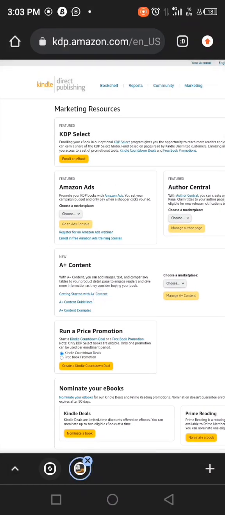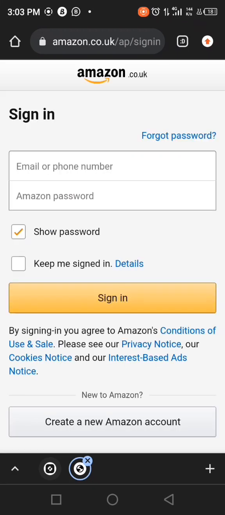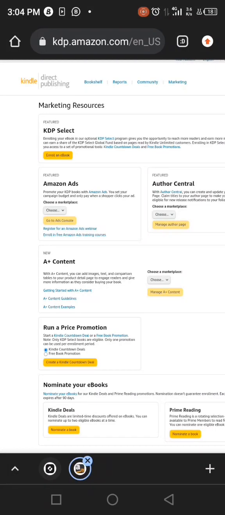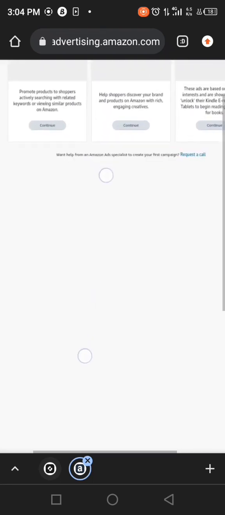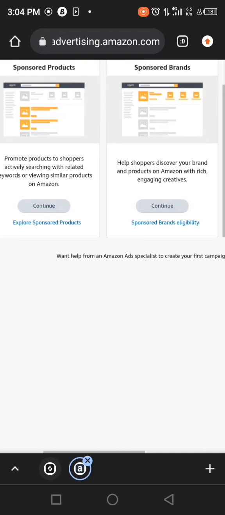Now moving on to Amazon ads. Of course, you choose the community. This is Amazon.com. Go to your ads console. So choose a marketplace, Amazon.com. Go to ads console. At this point, you have to click on sponsored products. I'm zooming in on this to make sure that you can see it clearly, okay? New campaign.